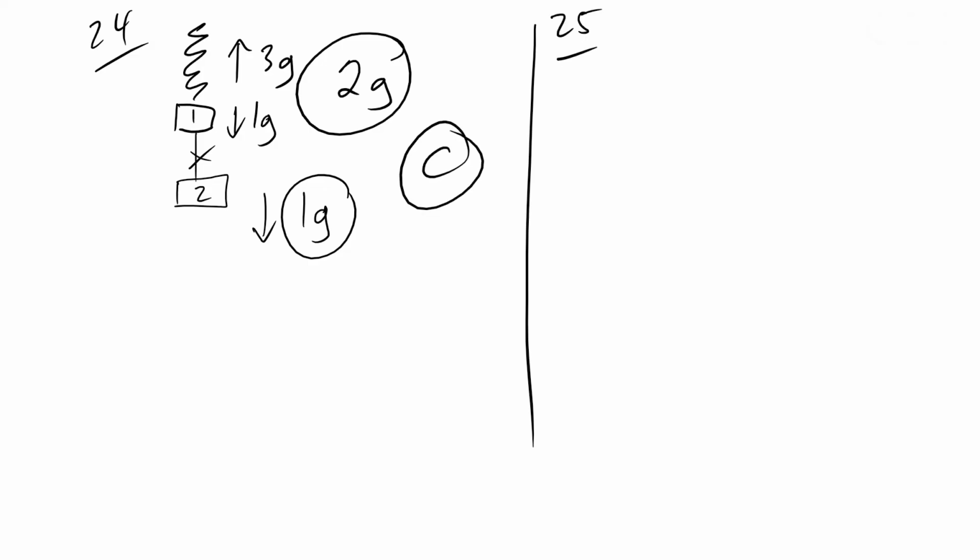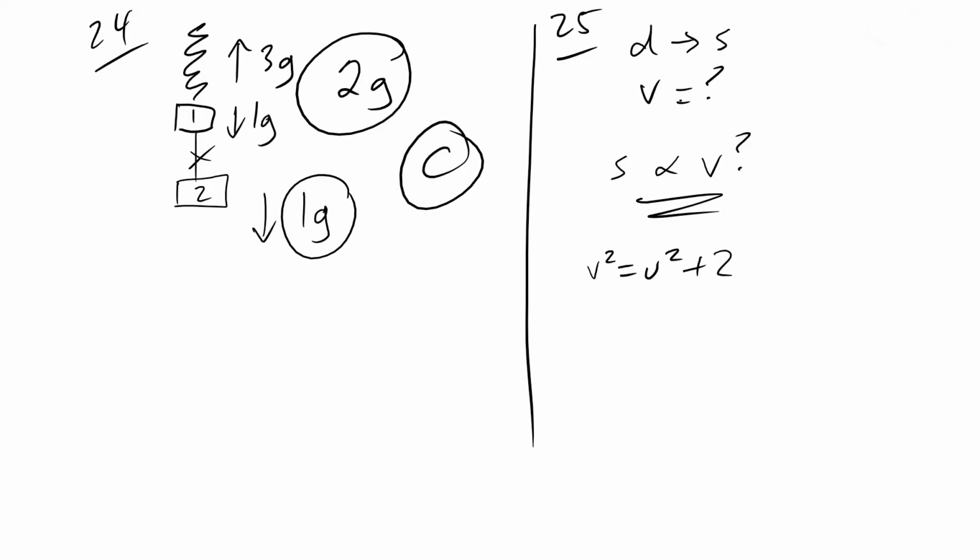Oh, great. Another one of these. So we're falling freely. What is its velocity after a distance? Great. So we have a distance, so that's s. We want to find final velocity. So basically we're just being asked what is the relationship between s and v. So which equation are we going to use? Let's use v squared equals u squared plus 2as. Drop from rest, therefore that's the case.